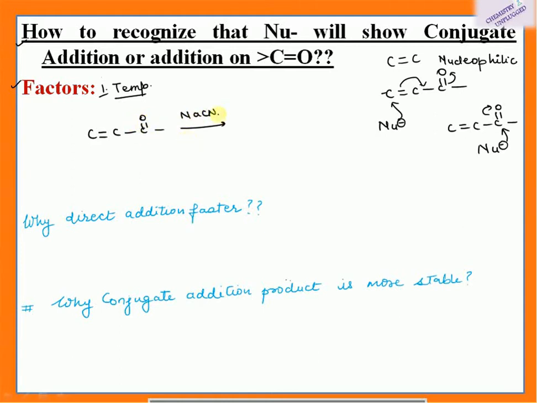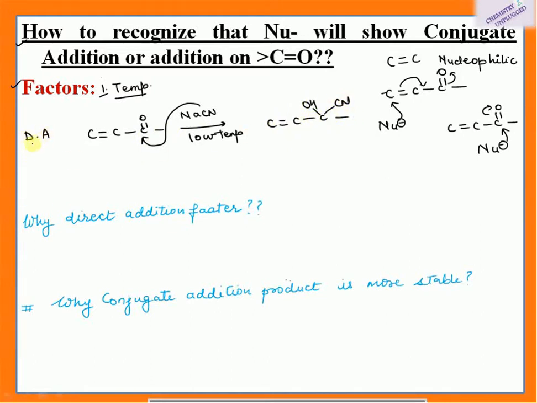Right, the second possibility is that CN can attack on this carbon, then this double bond will shift here and then this will shift here. This is your conjugate addition. Right, so if you have low temperature conditions, then direct addition will give you the final product, means the reaction will be like this. This is direct addition. So I can write down here DA for direct addition.